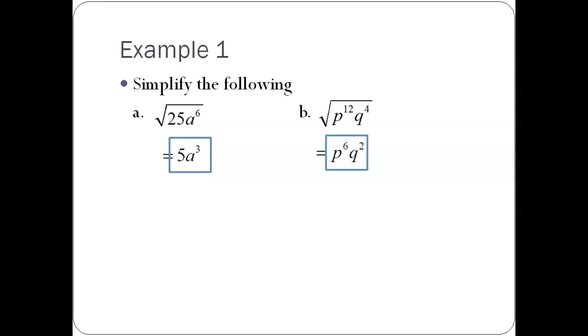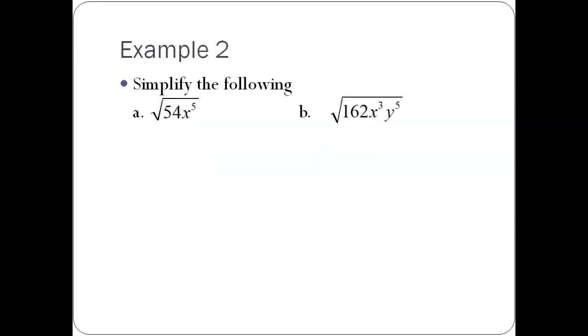Again, because both the 12 and the 4 are exponents under the square root, you could do 12 divided by 2 to get the 6 and 4 divided by 2 to get the 2. Let's take a look at example 2.